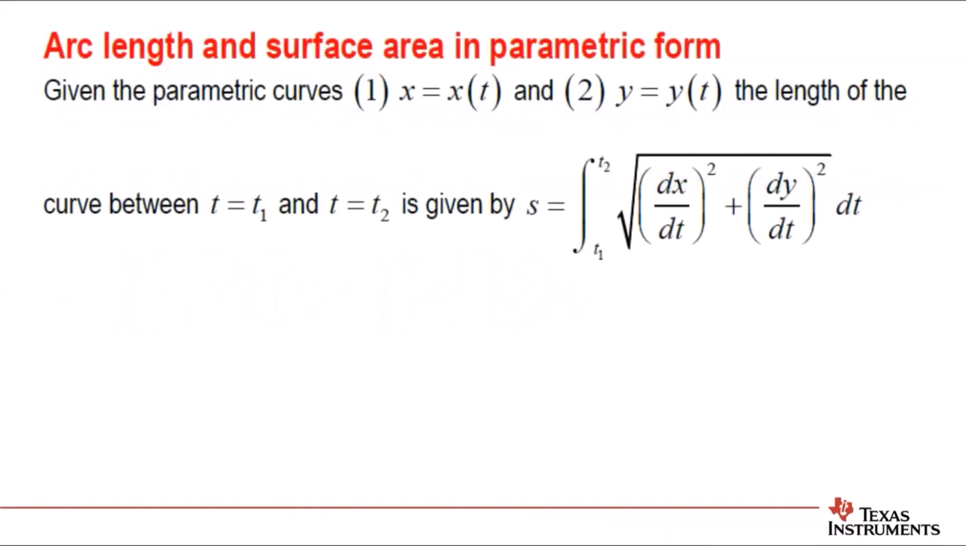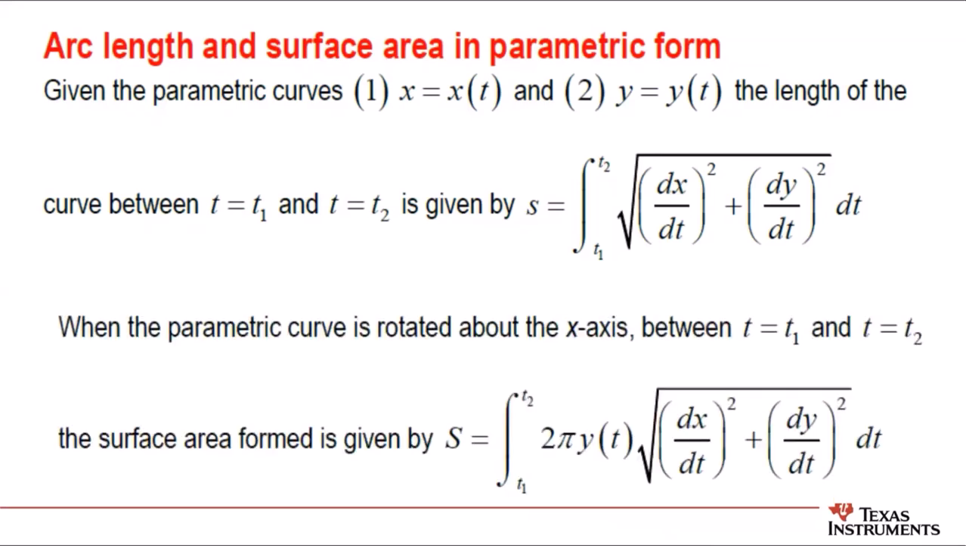All right, let's have a look now at what happens when we want to find arc length and surface area in parametric form. So if I've got my two parametric curves, x equals x of t and y equals y of t, and I want to find the length between the two t values of t1 and t2, then it's given by that definite integral. And the total surface area is given by 2 pi y times the square root of (dx/dt) squared plus (dy/dt) squared.